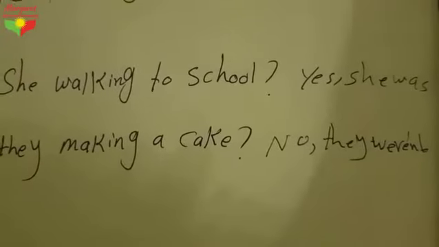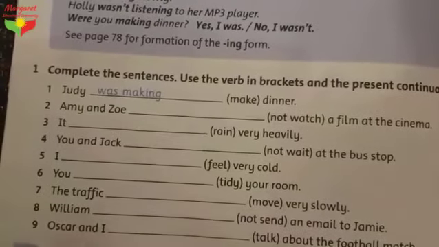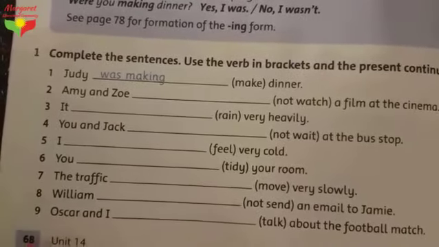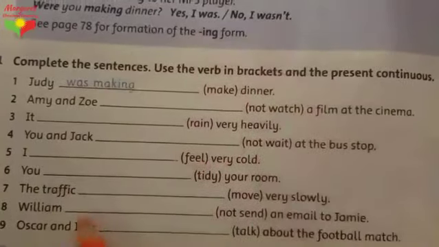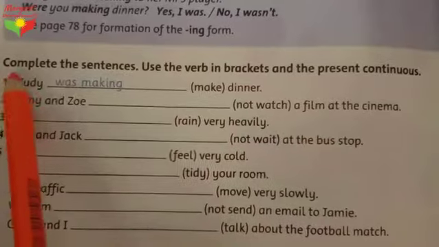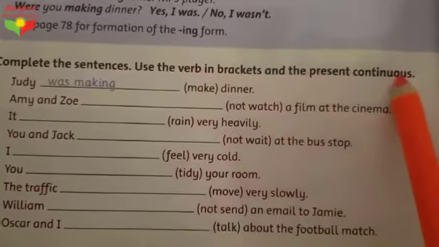That's all. Okay. So dear students, if you go back to the grammar book, page 68, here we have this exercise. Please try to do it. And the exercise says complete the sentences use the verb in brackets and the present continuous. What does it mean?